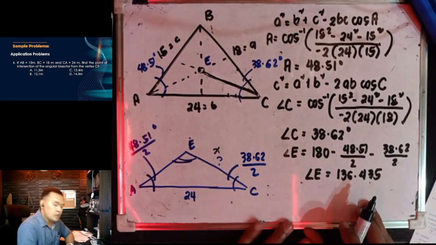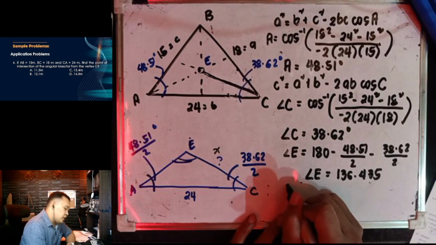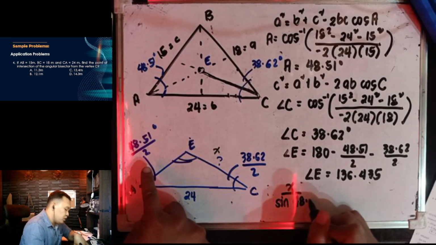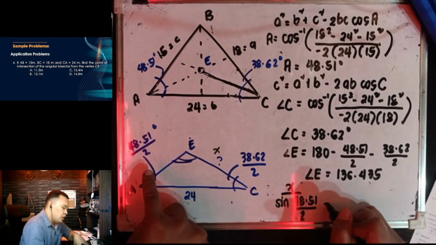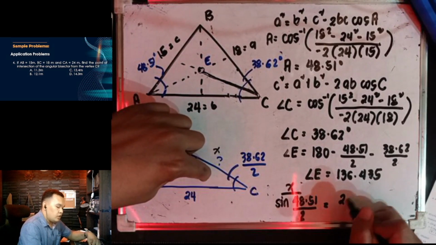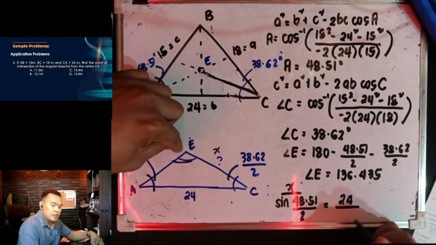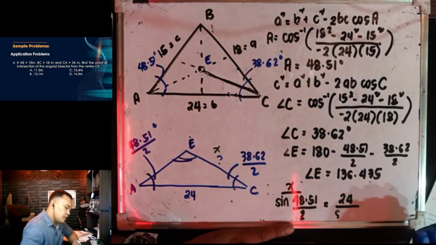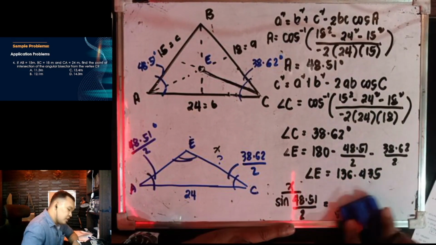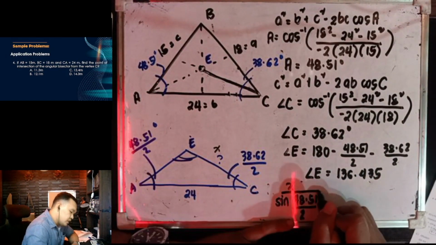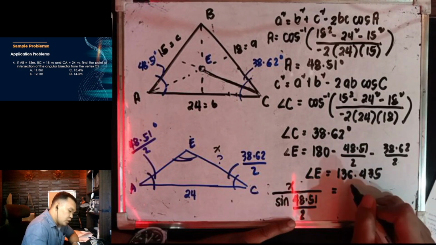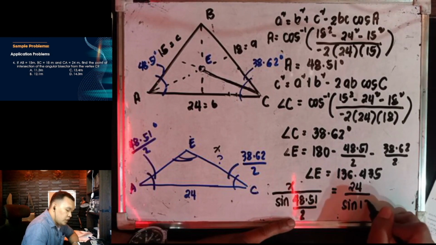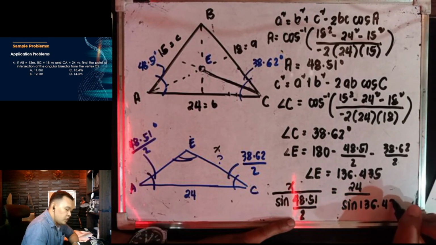So para ma-compute natin yan, we could use the sine law, no? So x all over sine 48.51 all over 2 is equivalent kay 24 all over the angle nung sa E. So sine, baliktad. Baliktad pala. Dito pala yung equal sign. Equals 24 all over sine 136.435.